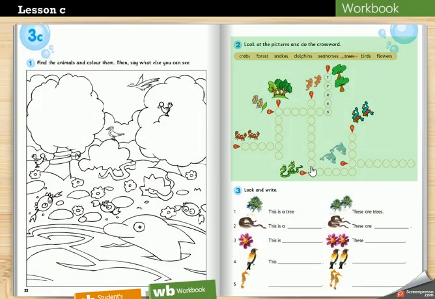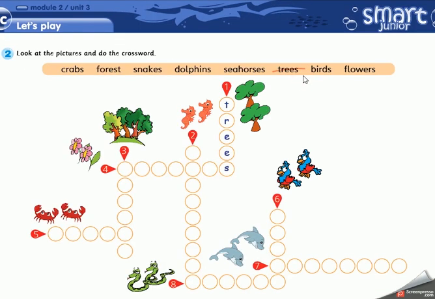Now, on page 23, we have exercise number two. Here we have to look at the pictures, okay? These pictures and do the crossword.